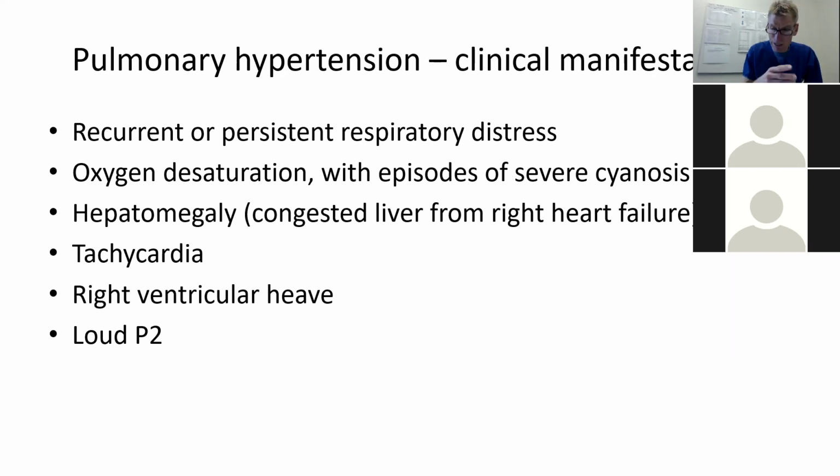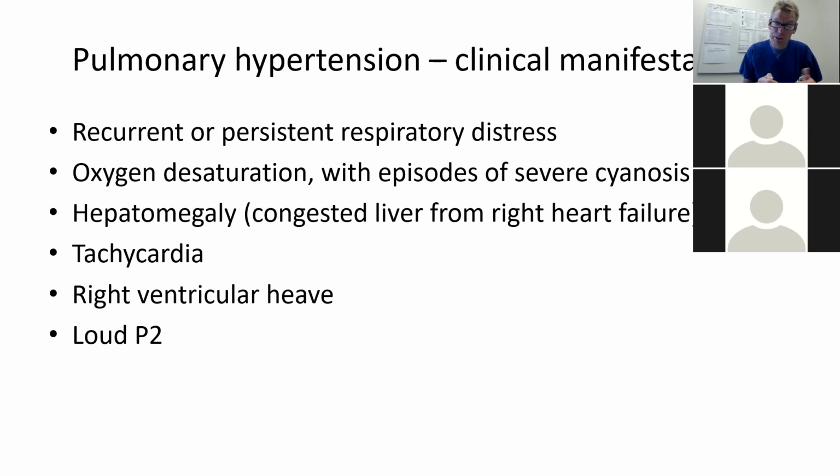And so they may present with frequent, we might say, recurrent pneumonia or chronic pneumonia. They present usually with recurrent or persistent respiratory distress, and they're usually desaturated. And they often have episodes of severe cyanosis. So you might look at them and say, oh, they're likely to have tetralogy of Fallot, but maybe it's because of pulmonary hypertension. They usually have, remember 2 weeks ago, we talked about the different types of heart failure, and one type being congestive heart failure, and then there's congestive left heart failure and congestive right heart failure.